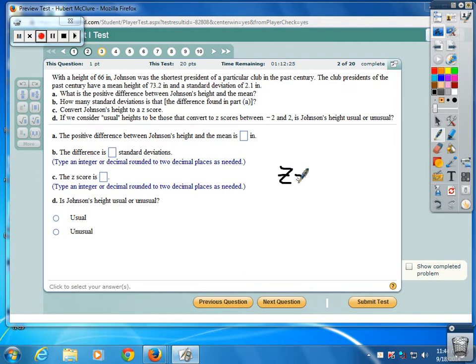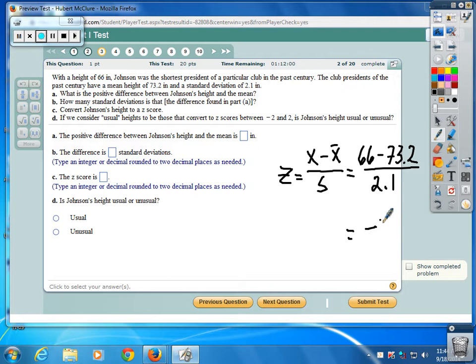Z is equal to x minus x bar over standard deviation, which is equal to 66 minus 73.2 over 2.1. Somebody crank that out for me. It's going to be negative. Negative 3.43. 3.4 what? 3.43. Okay, I was subtracting 73 minus 66.